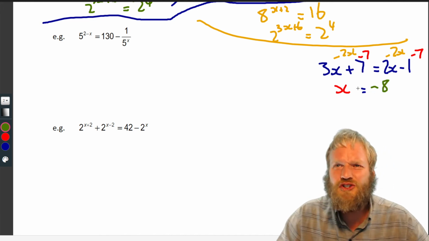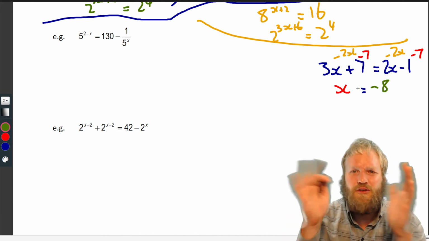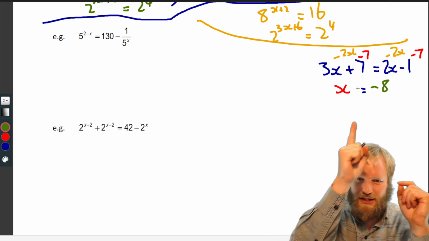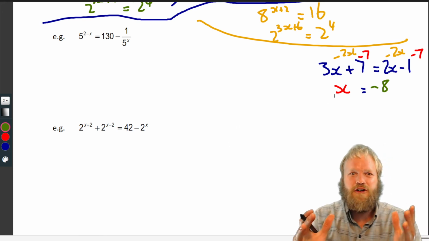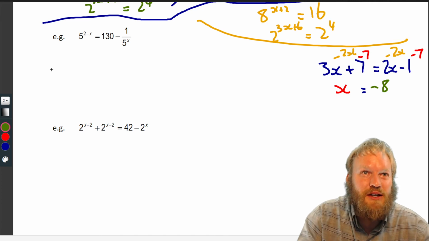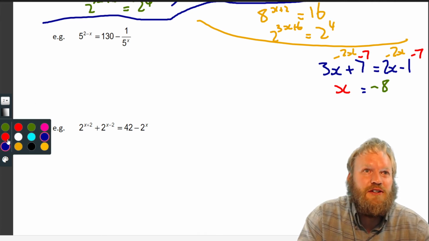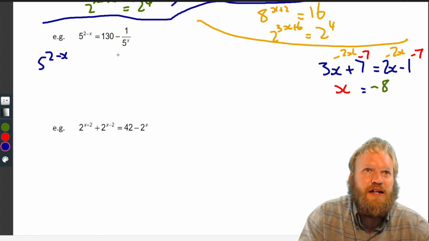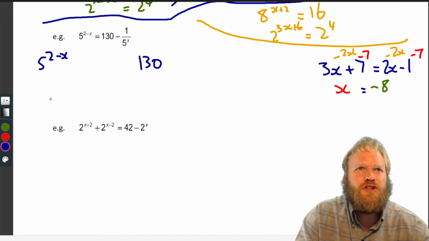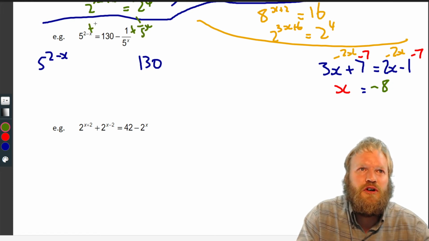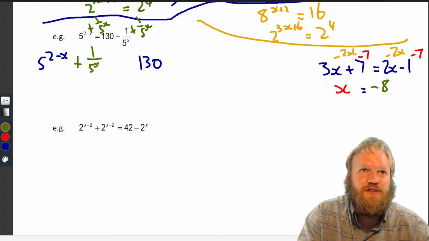The strategy that sticks out to me is rearrange it so you've got x's on one side and numbers on the other side of the equation. In other words, all your variables on one side. So let's do the same thing here. 5 to the 2 minus x is sitting over here. 130, we're going to keep on that side. And on this side we've got 1 over 5 to the x. So let's add 1 over 5 to the x to each side.